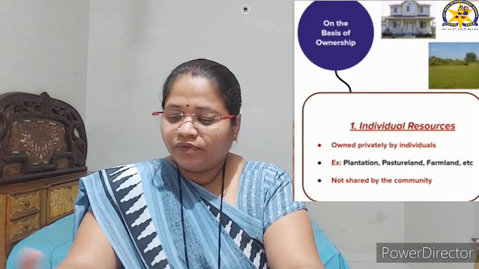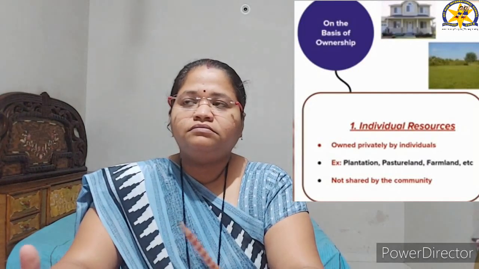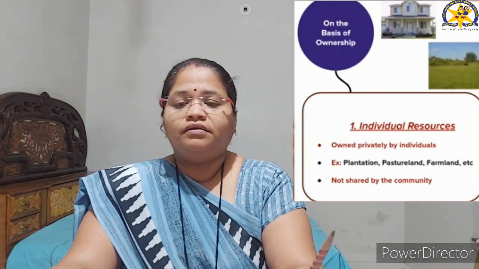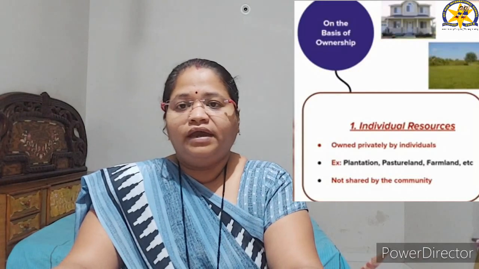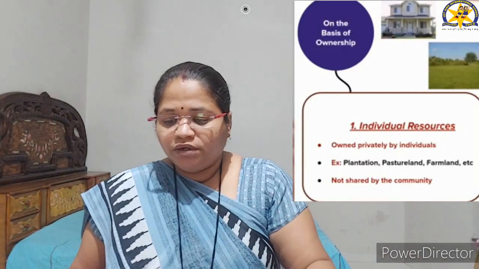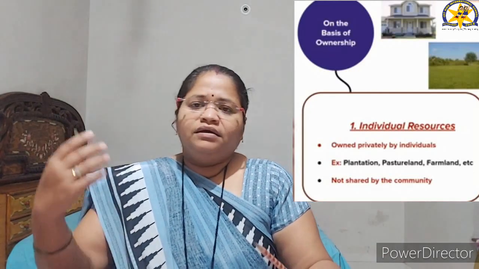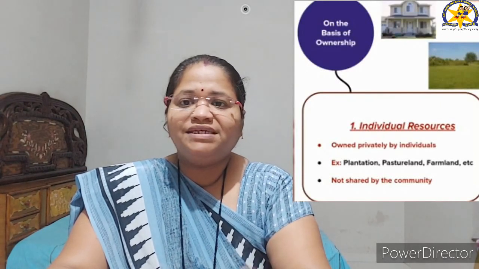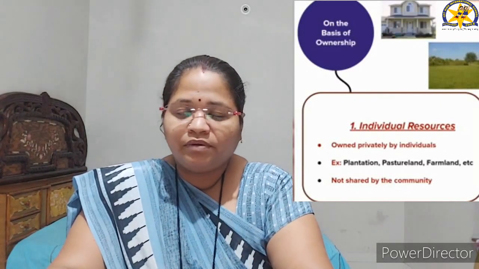Next, we will see resources on the basis of ownership. Very easy to understand. On the basis of ownership, the first talks about individual resources. It means private properties, like I have a car and it's owned by an individual. So here an individual owns private property. Many people take the example of farmers having their land. So hope you have understood what it means. Individual means personal or private property.